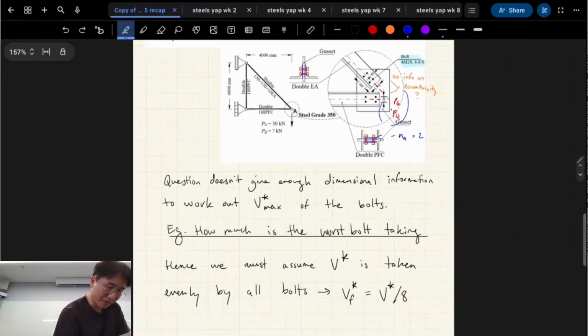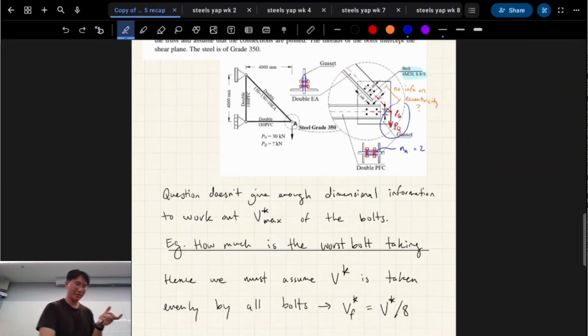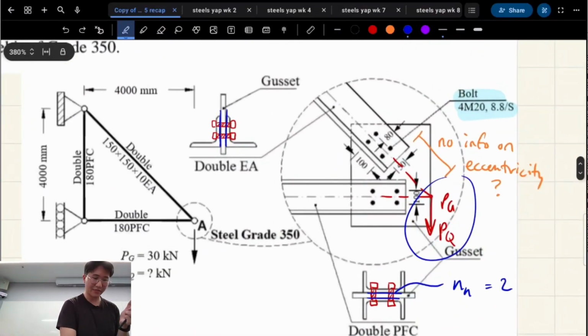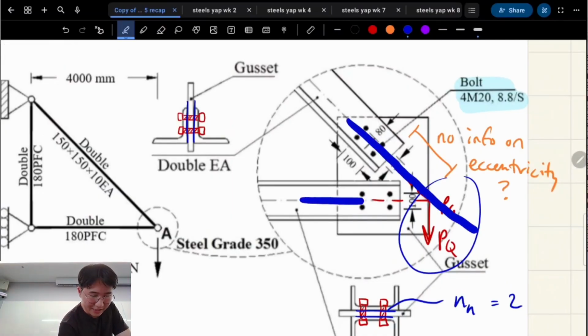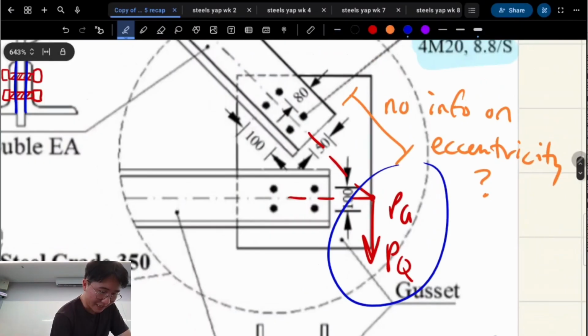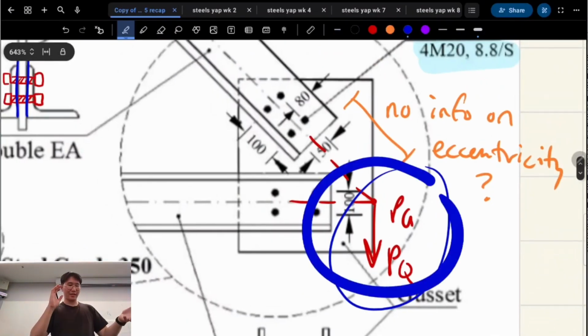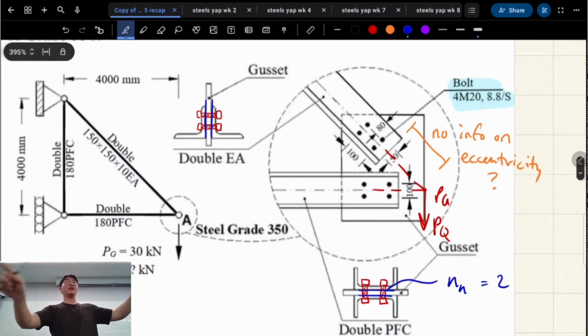Okay, so the problem with this question, in my opinion, is we don't know the eccentricity. It doesn't give us any info on eccentricity from this force. When you have a truss, you basically want to design it so that the node is where all the members line up, and that's where all the forces are applied, so you don't have any moments, right? So assuming that, we don't know where the force exactly is applied, because based on this drawing, we don't know how far away that force is, right?